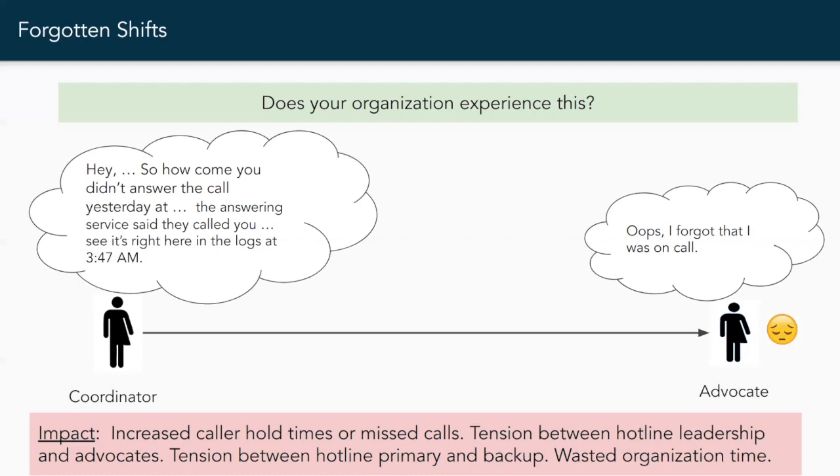And then also we've talked with some crisis coordinators who have tried to find some workarounds for the issue of people forgetting about their shifts by manually reminding every advocate every day. And that can lead to a whole lot of time that the crisis coordinator is spending to try to remind people about their shifts.